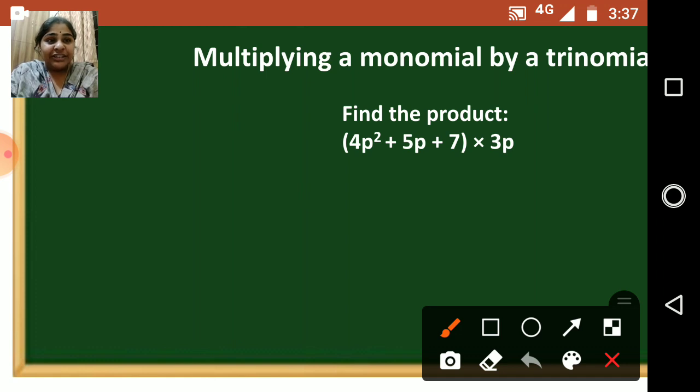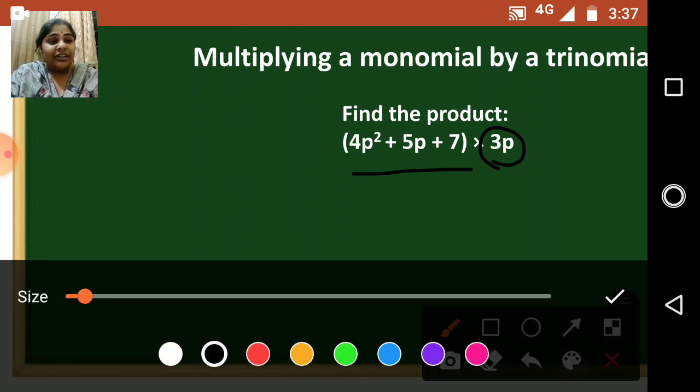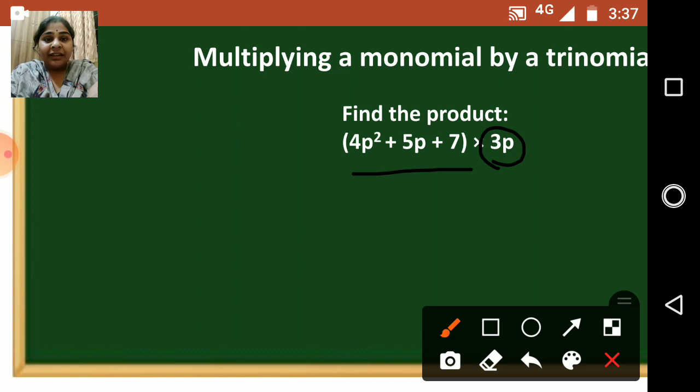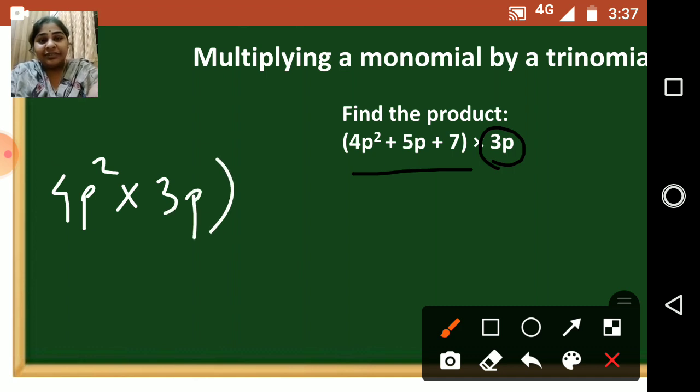Now here, first let us open the bracket, that is, let us multiply the monomial to every term of the trinomial in the bracket. Okay, so let us begin. I'll take first one, 4p square multiplied by 3p. I'll put it in the bracket, addition, that is plus sign as it is. If in the bracket it is plus, take it plus children. If it is minus, take the minus, that is subtraction.